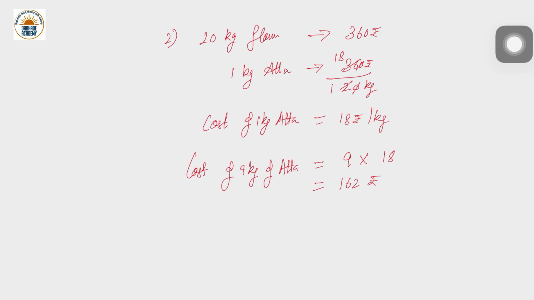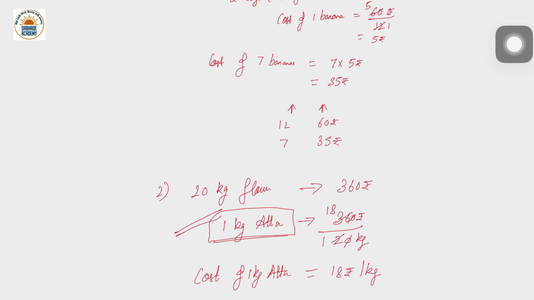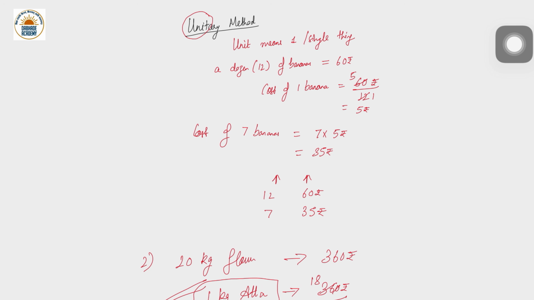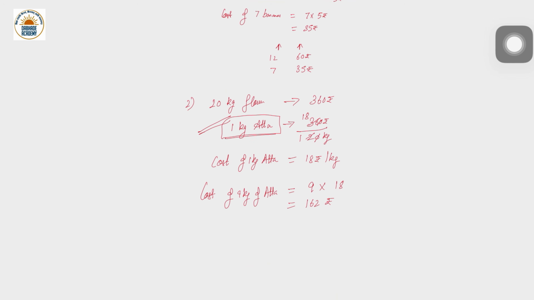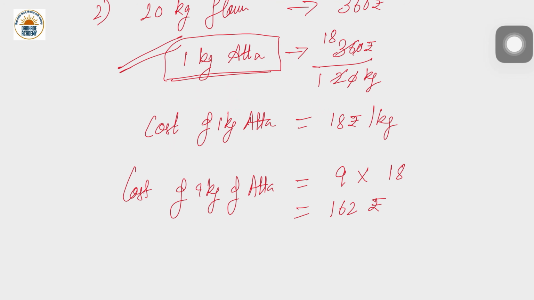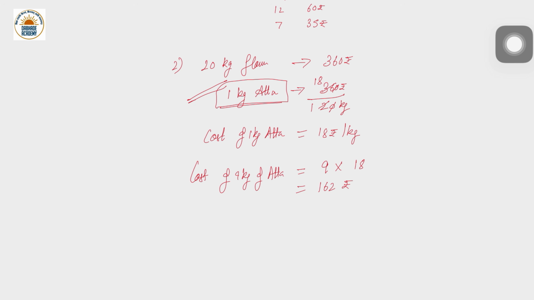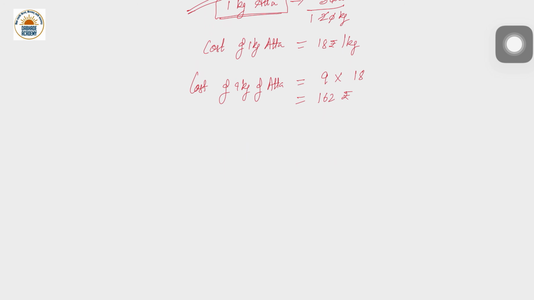Okay, so this is what a unitary method is, which is used to calculate firstly 1 unit cost. In this case we find out the cost of 1 kg of atta. In the previous case we found out the cost of 1 banana, and then it helps us to measure the cost of any number of bananas or any amount of kgs of atta. Okay, now we'll go to our next topic, that is direct variation.